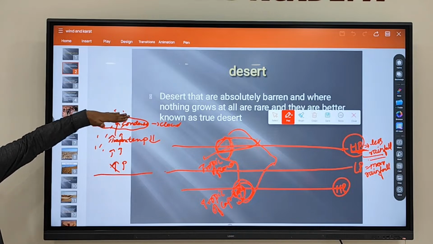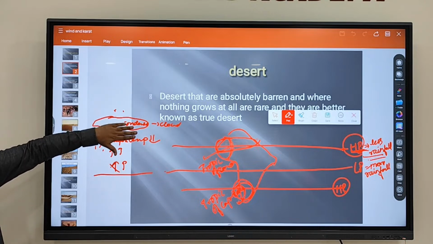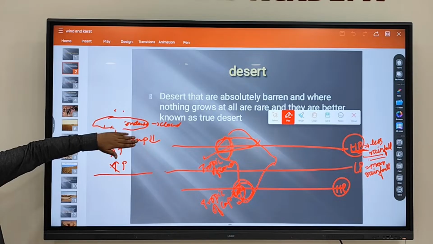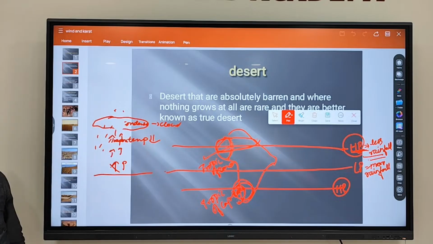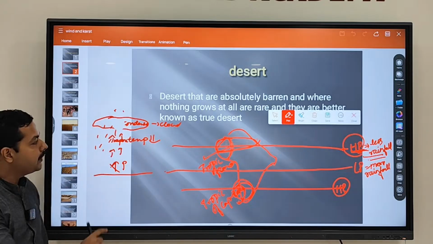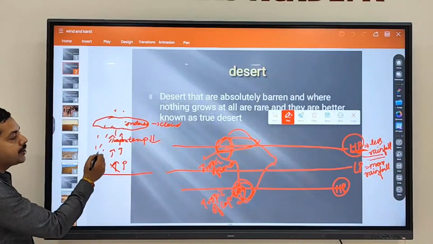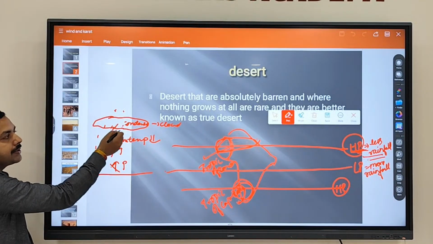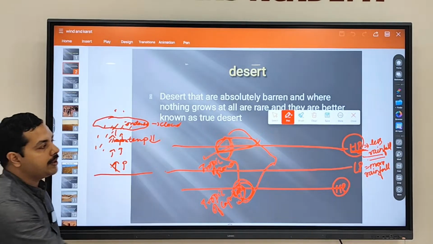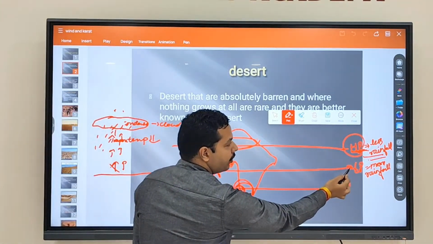So when this pressure is low, then what will happen? Wind will go up. If this pressure is not there, then what will happen? They will remain as it is. Compression will take place over there. Clear? So whenever there is a low pressure, wind will go up and condensation will happen, rainfall will happen. So that's why equatorial region receives more rainfall.